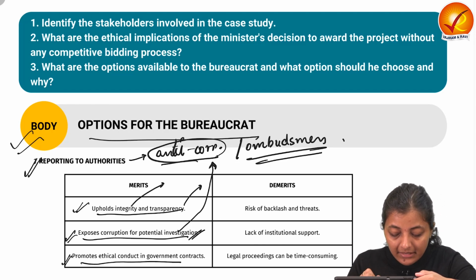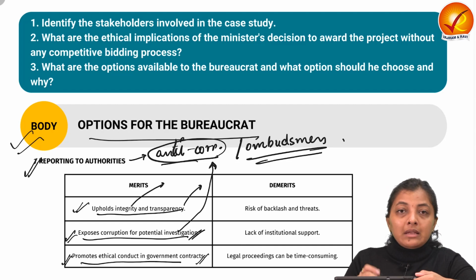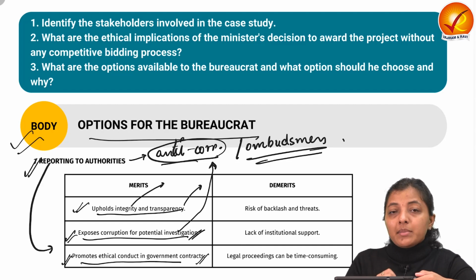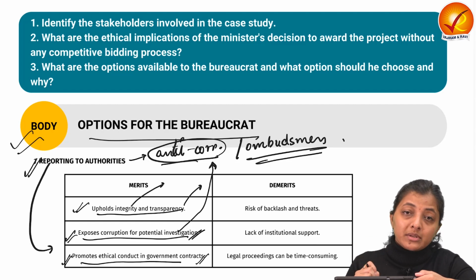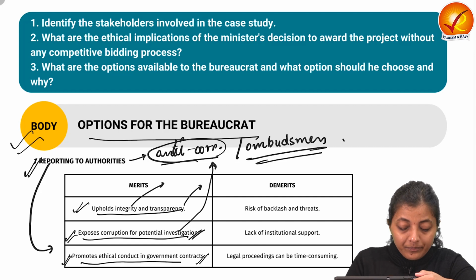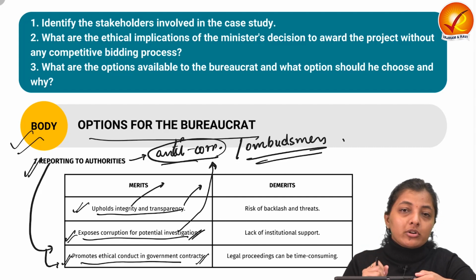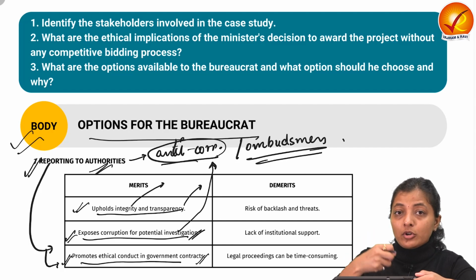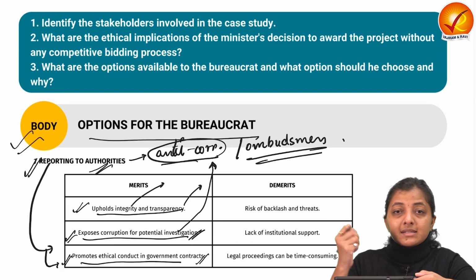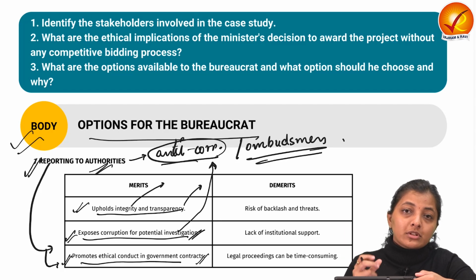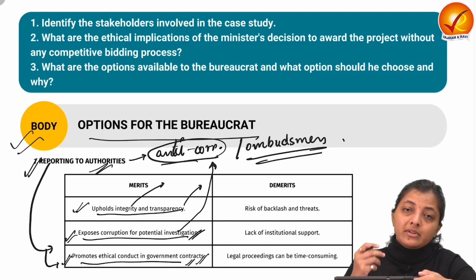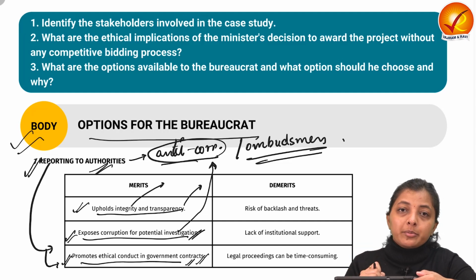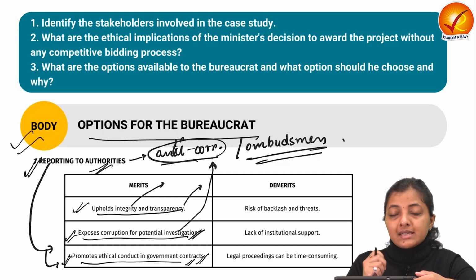Then it promotes ethical conduct in governmental contracts. So that bureaucrat is leading by example, irrespective of the threats and the strong nexus between the minister and the contractor. He is promoting ethical conduct by reporting to the authorities, so that it would be a precedent for the next time also, and in the future others will take it as an example that we need to expose these corrupt practices, not stay silent.